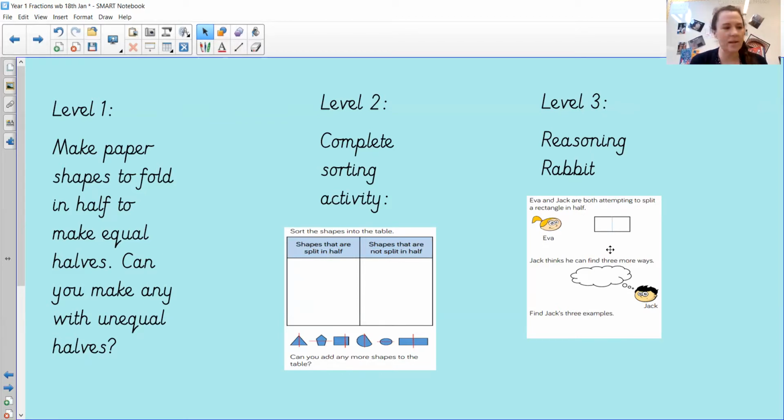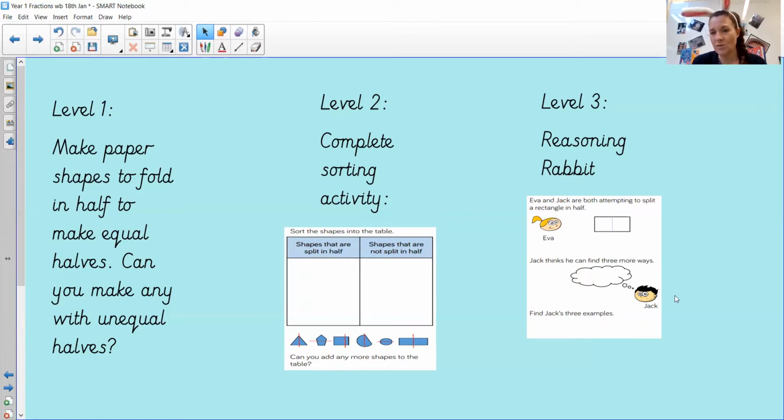And then actually, I do need my reasoning rabbit ears, because look, we've got one reasoning rabbit challenge. So level 3, reasoning rabbit. Eva and Jack are both attempting to split a rectangle in half. Eva has done this. Jack thinks he can find three more ways. Can you show the different ways that Jack could fold or split this rectangle?